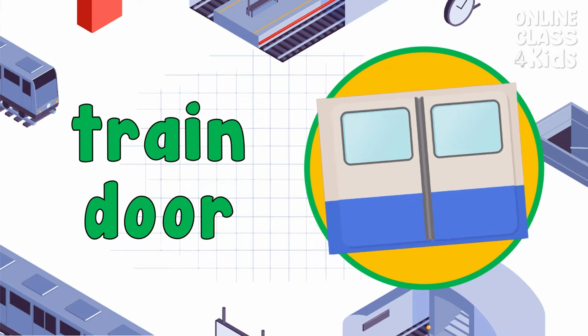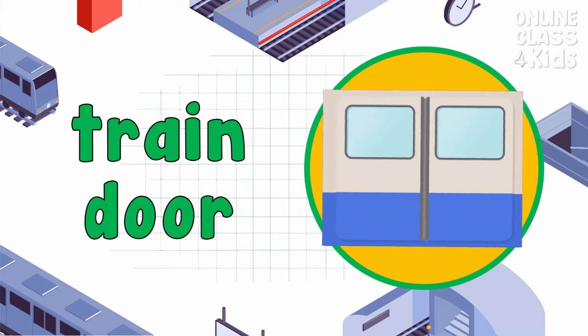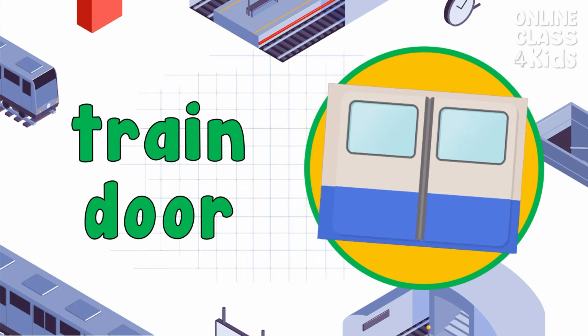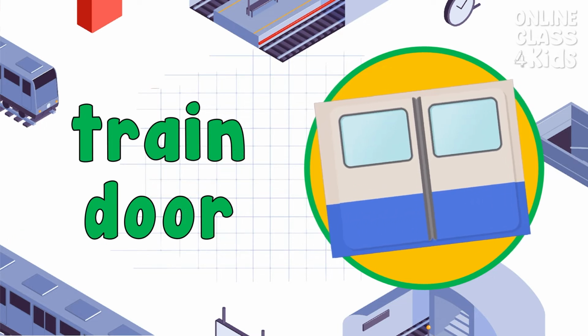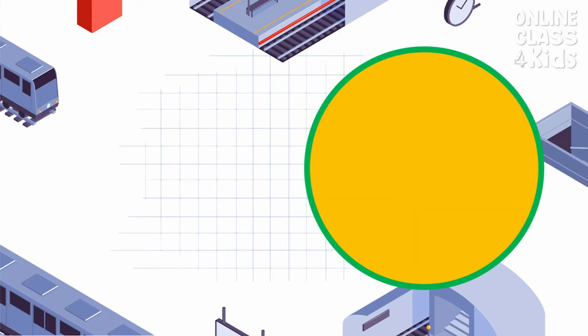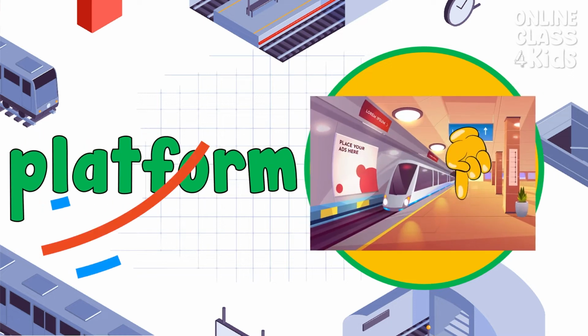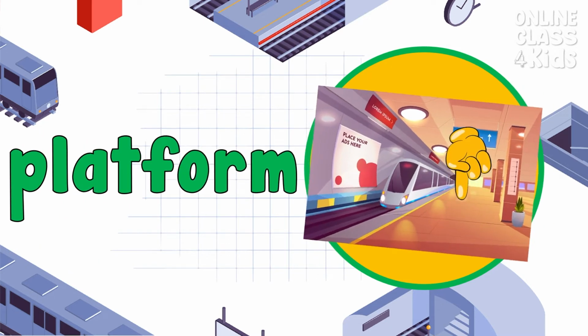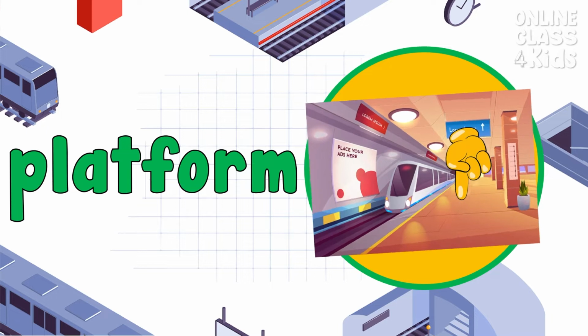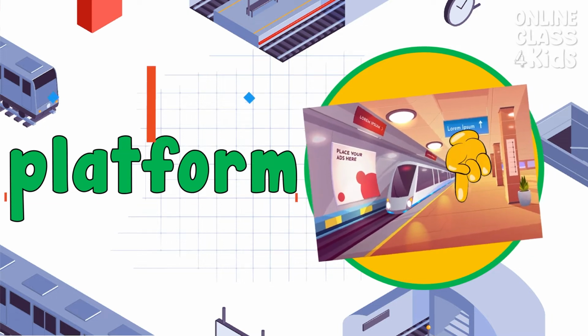Train door, where passengers enter and exit from platforms. Say, train door. Platform, an area alongside a railway track. Say, platform.